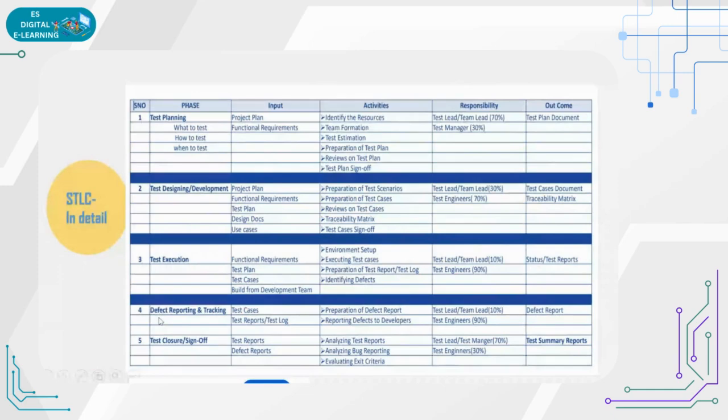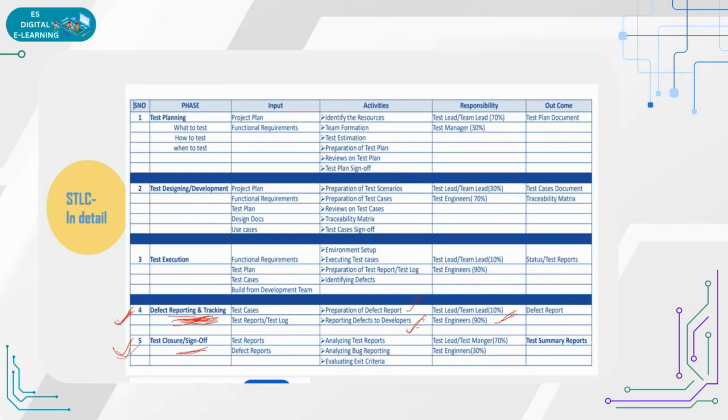Okay, and next is defect reporting. Once they are doing the testing, the main intention is to identify the defects and report them. And once they report, they need to track the defects also. That is the responsibility of the test engineer: preparing the defect report for the developers. And the final phase will be the test closure.